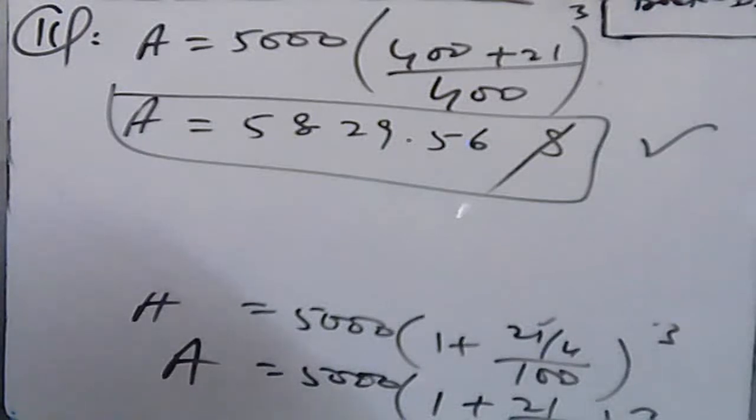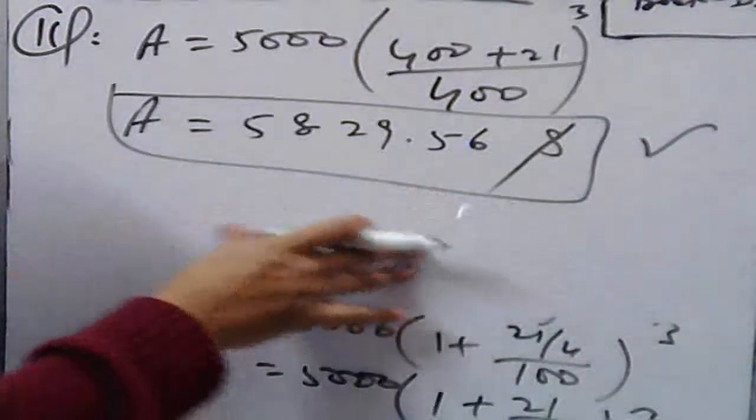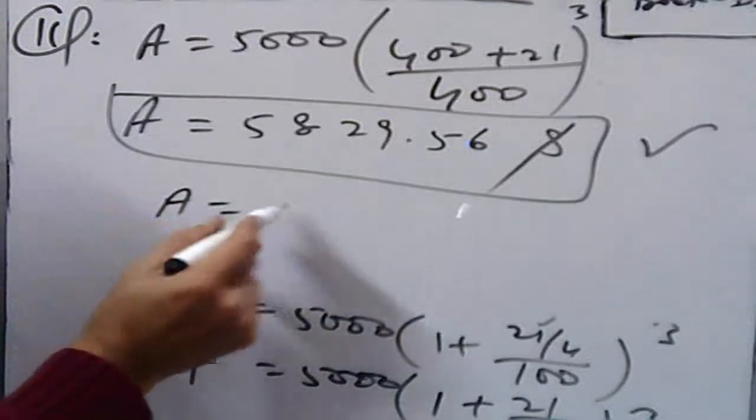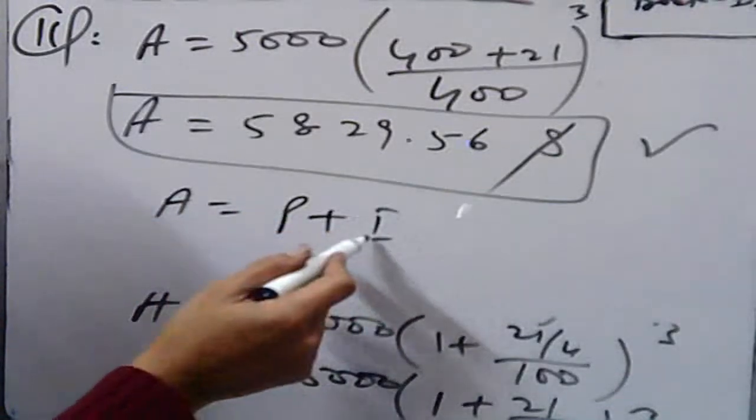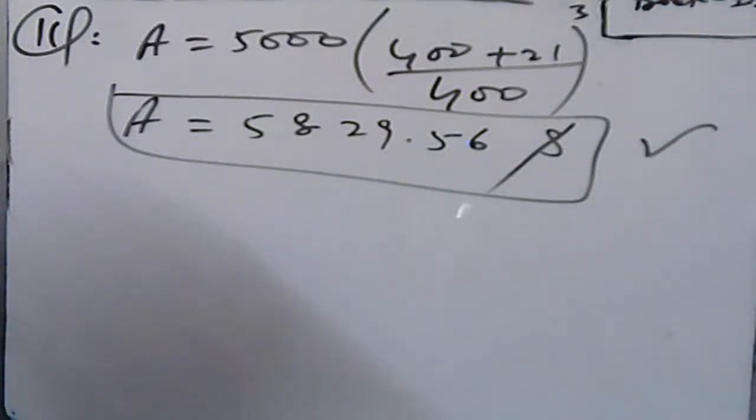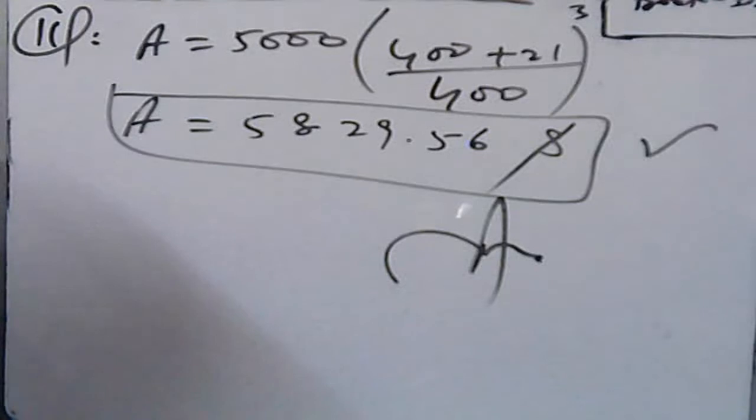So for compound interest compounded annually, we have to find the amount at the end of the third year. In this situation, you have to find only the amount, not the interest. So in the further steps, we don't need to use the formula A is equal to P plus I, because we don't need the interest. If we read the statement, we only have to find the amount at the end of the third year. So that is your required result.